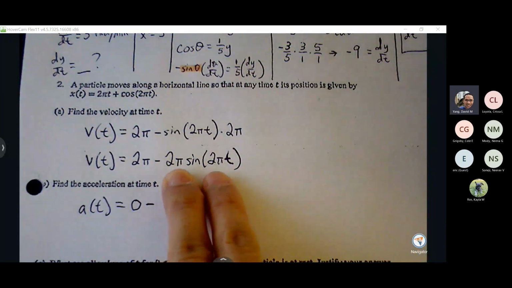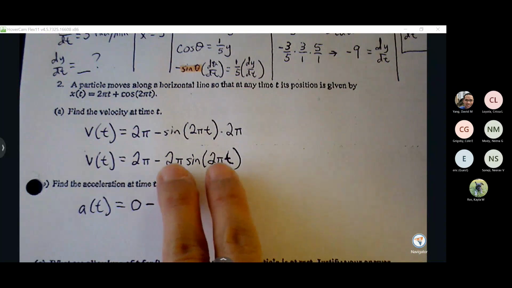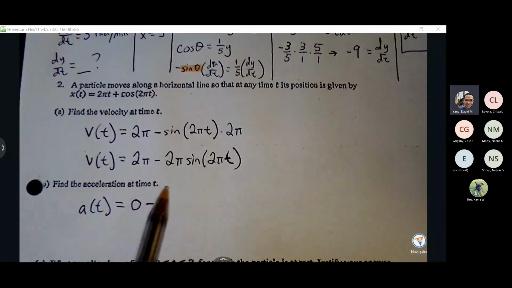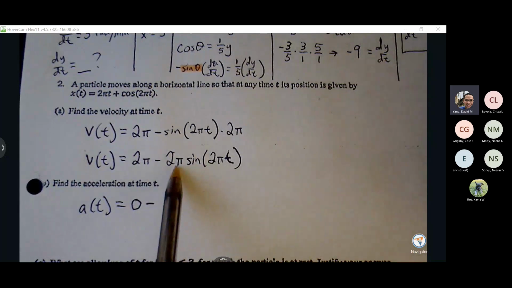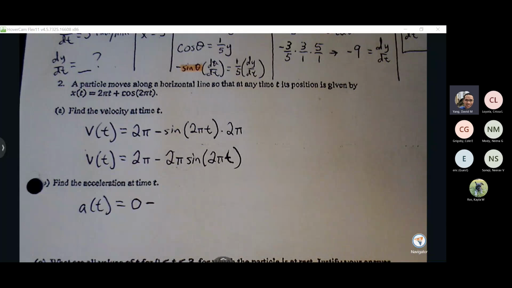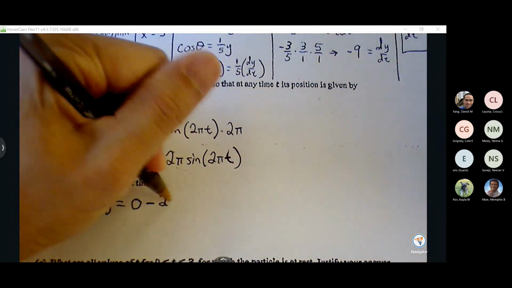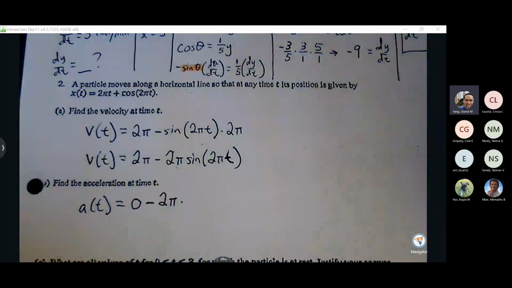Do we need to go through product rule here? We could, but do we need to? Because 2 pi is just a number, right? It's not a variable. It's not like x. It's not like t times sine of 2 pi t. 2 pi is just a coefficient. It'll just tag along to whatever the derivative is. It's really the sine of 2 pi t we got to worry about.